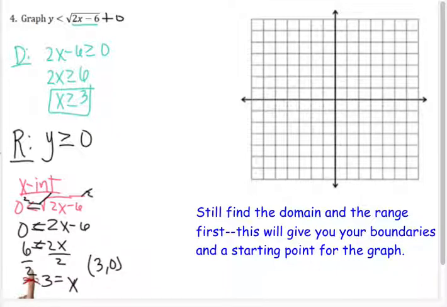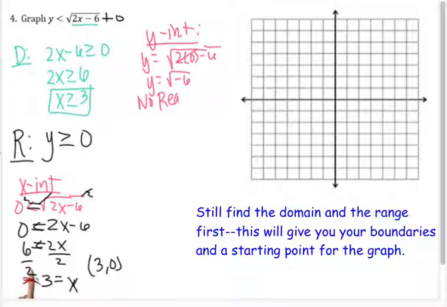My y-intercept. Remember, that's when I let x be 0. So it would be 2 times 0 minus 6. 2 times 0 is 0. 0 minus 6 is negative 6. So I have a negative underneath my square root sign, so there is no real solution. It's complex. So there is no y-intercept in this case.